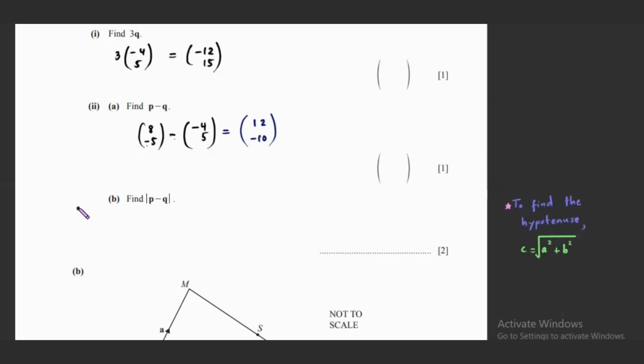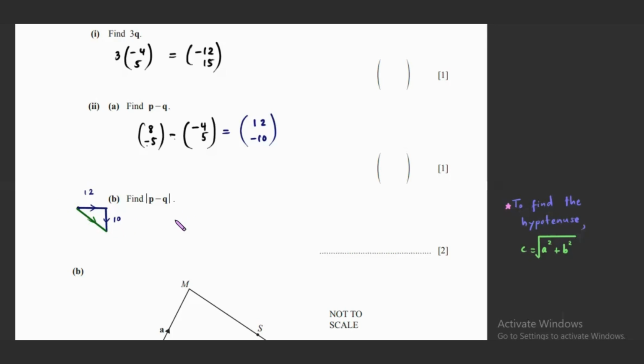if I pick a point here, it means that it will move 12 units to the right, and then minus 10 means it's going to go 10 units down. That's the meaning, which means to find the modulus of P minus Q, you are expected to find this distance that we have here. So this is like the hypotenuse for this right-angled triangle.